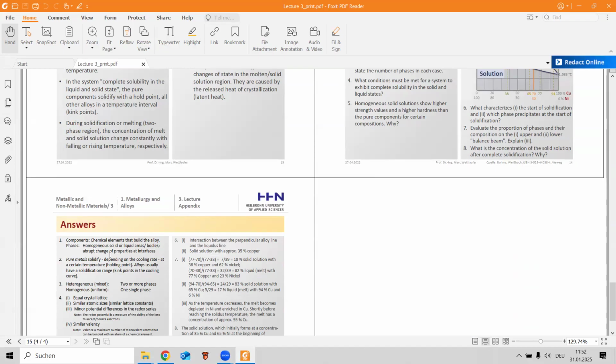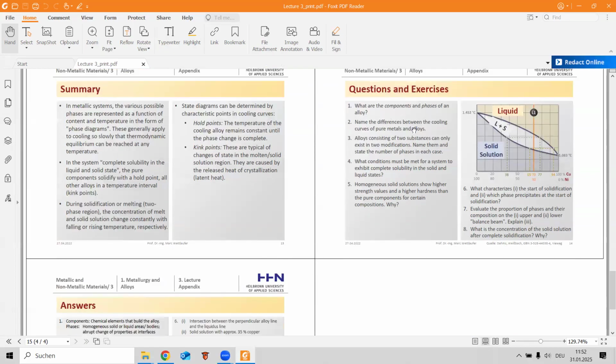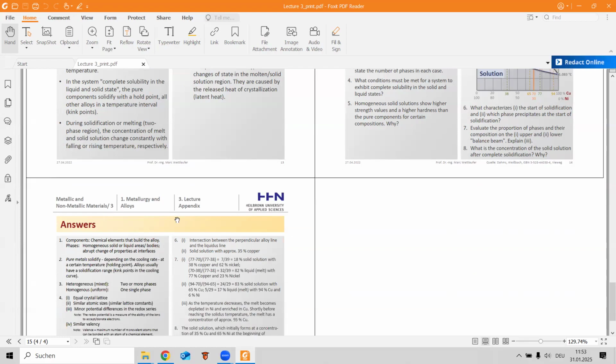Abrupt change of properties at interface. Name the difference between the cooling curves for metals and alloys. All metals solidify, depending on the cooling rate, at a certain temperature or holding point. Alloys usually have a solidification range, so there are kinking points in the cooling curve.